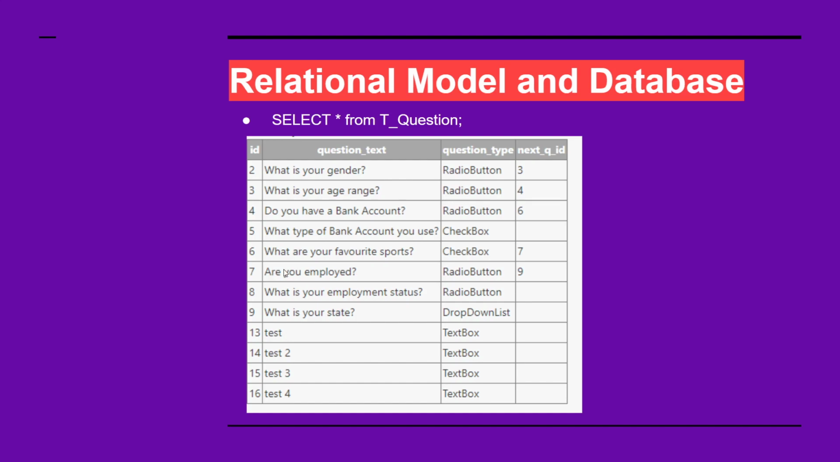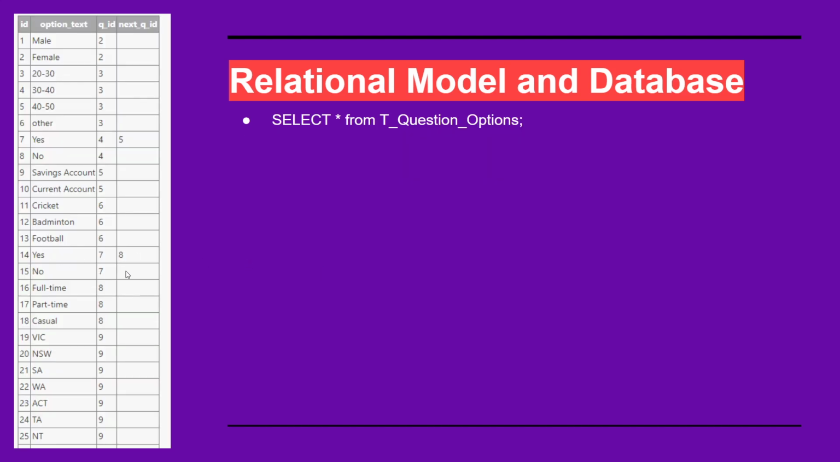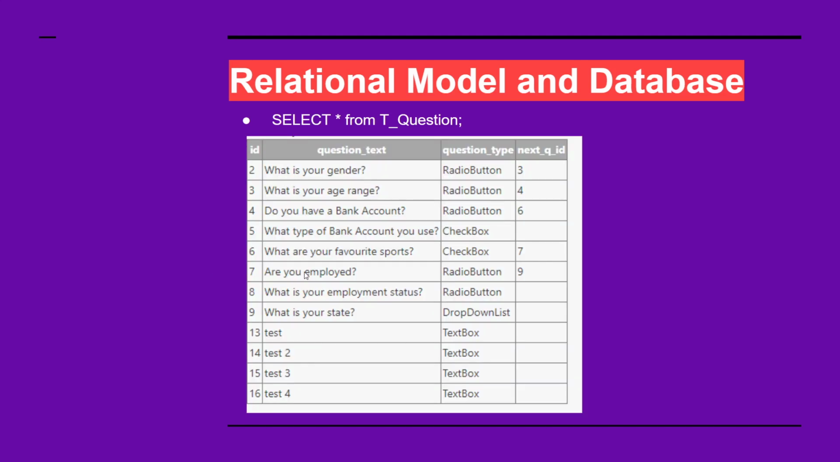But for are you employed, question number 7, if the user selects no, there's no special question. So you will program it to go to question number 9, which is what is your state, which is a drop down list, right? And the rest, question number 13, 14, 15, 16, are just test questions, so you can ignore them.